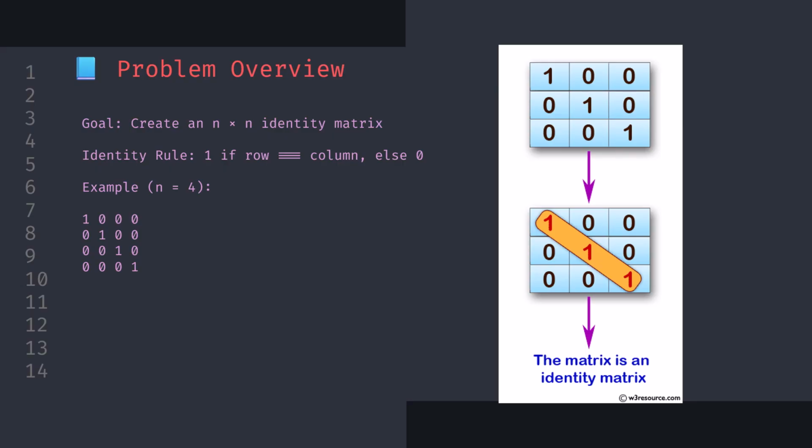The identity matrix is square, meaning an equal number of rows and columns. Each row should have a single one where its row and column indices match. Everywhere else we place a zero. This pattern can be generated easily with nested loops.